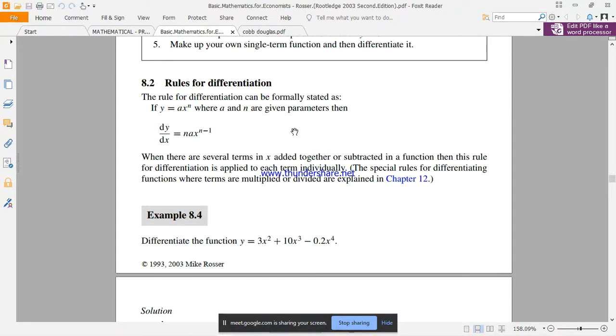Okay, let's look at the first one. Under the rules of differentiation, which is what we've been looking at anyway. It's part of the rules, the simple way of doing calculus. So if y is equal to ax raised to the power n, where a and n are the given parameters, then dy/dx will be n, which is the power, times a, which is the base, times x, which is the variable here, and then we reduce n by 1, which is what we've been doing.